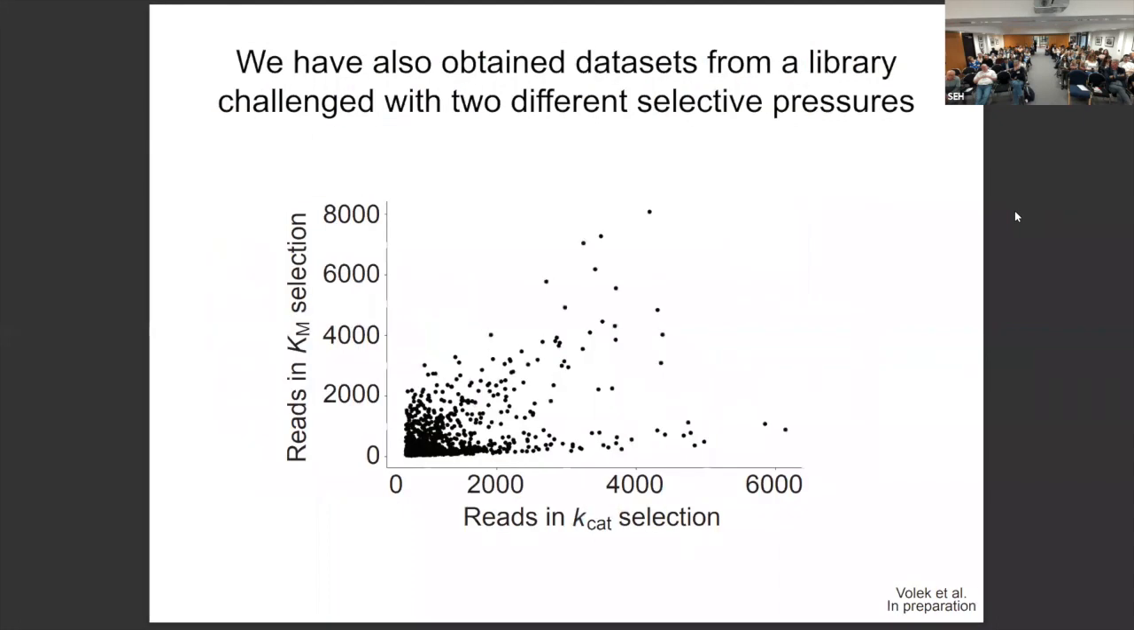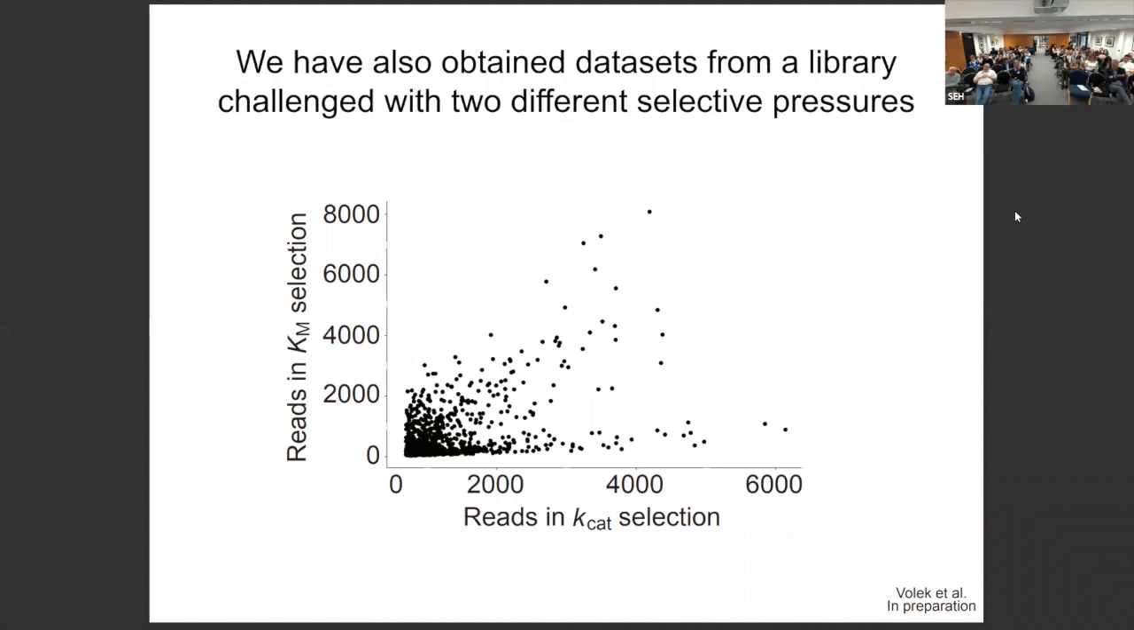So what I just showed you was results from a selection for a single problem. But we've also obtained data sets in which we take a library and challenge it with multiple selective pressures. And here is one example. In this experiment, we made a secondary structure library, and we selected for variants with either improved Kcat value or improved Km value. And this graph is showing the results.